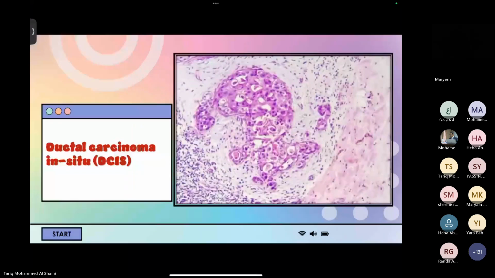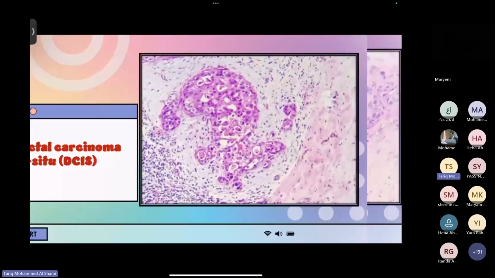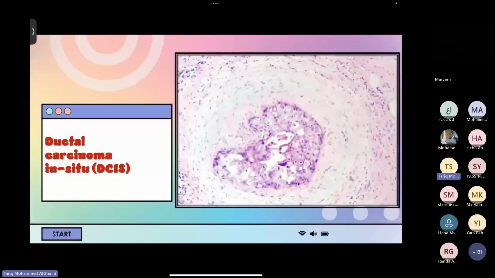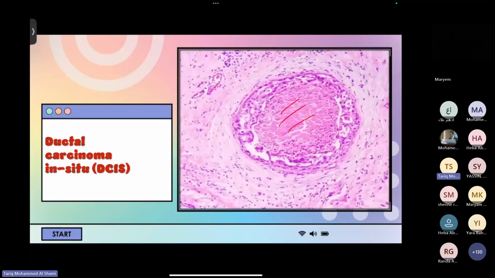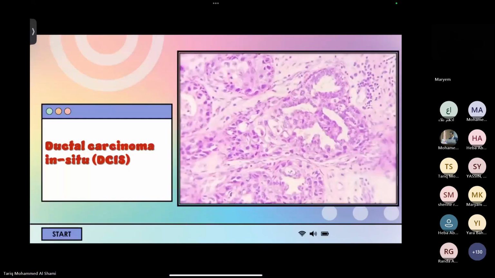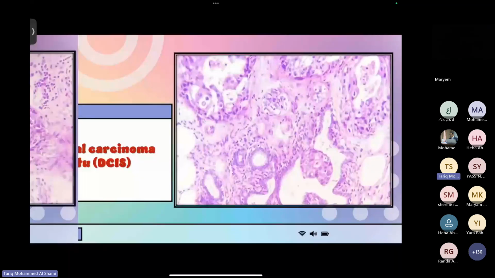Also here, other histological slides reveal DCIS with its histological variants like this: cribriform pattern, comedo pattern with central necrosis, micropapillary pattern with tiny papillae inside the ductules, and a papillary pattern.